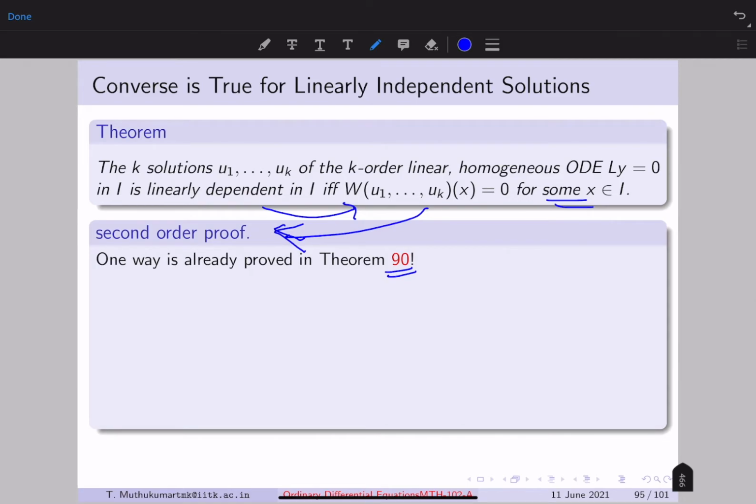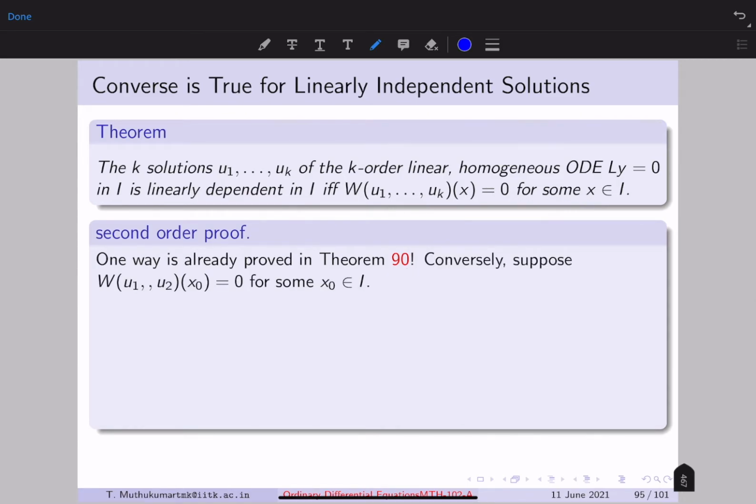So conversely, suppose the Wronskian is 0. I'm just proving this result for the case when k is equal to 2, with the second order ODE here, but you can generalize it to any order. I mean, the idea is the same.